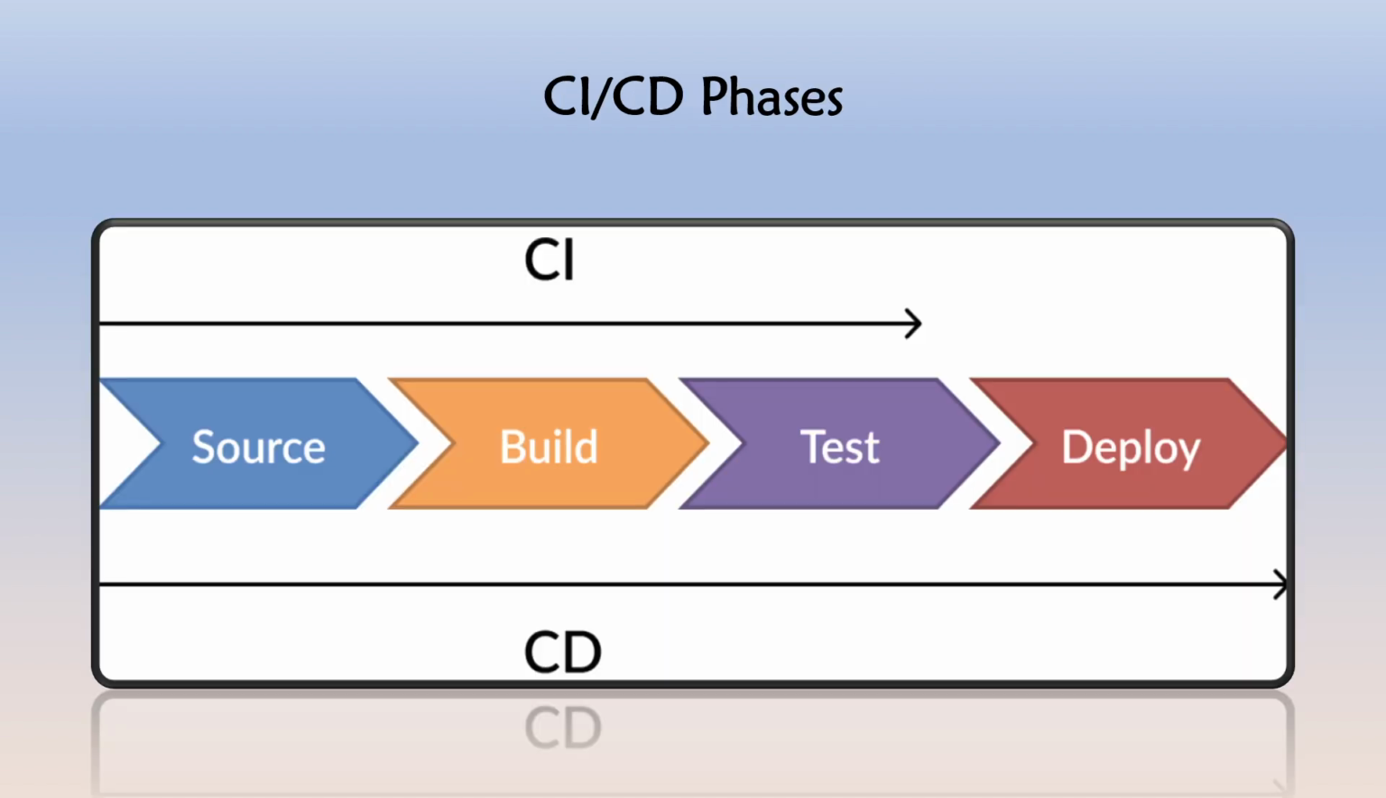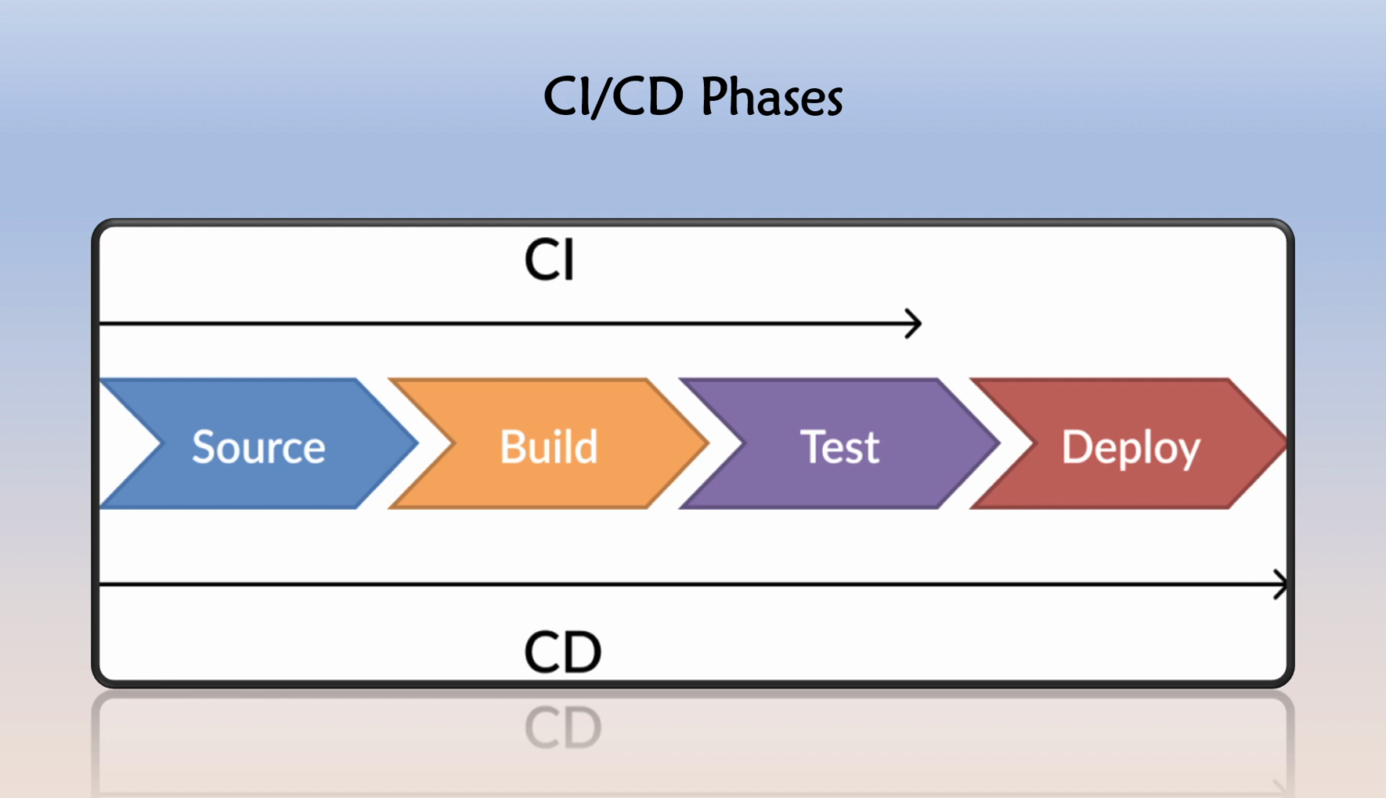So these are the CI/CD phases. Source, build, and test come under continuous integration, and deploy comes under continuous delivery. The CI/CD pipeline consists of several phases. The first is the source code version control phase, where developers commit code changes to a version control system like Git, which triggers the pipeline. Next is the build phase, where the code is compiled and packaged into a deployable artifact to ensure it is ready for deployment. In the test phase, automated tests are executed to catch any bugs and verify the code's correctness.